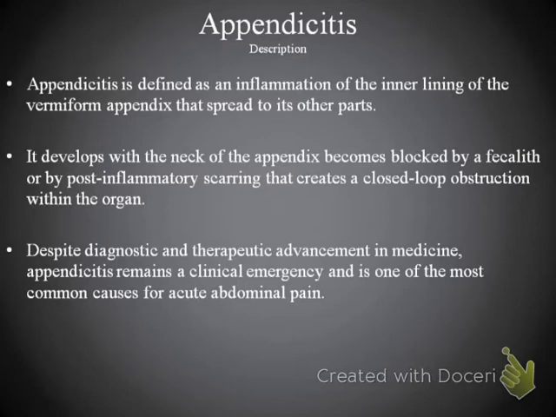It develops with the neck of the appendix when the neck of the appendix becomes blocked by a fecalith or post-inflammatory scarring that creates a closed loop obstruction within the organ. And so that's important to keep in mind, that appendicitis actually begins with a closed loop obstruction and then progresses from there. Despite diagnostic and therapeutic advancement in medicine, appendicitis remains a clinical emergency and is one of the most common causes for acute abdominal pain.